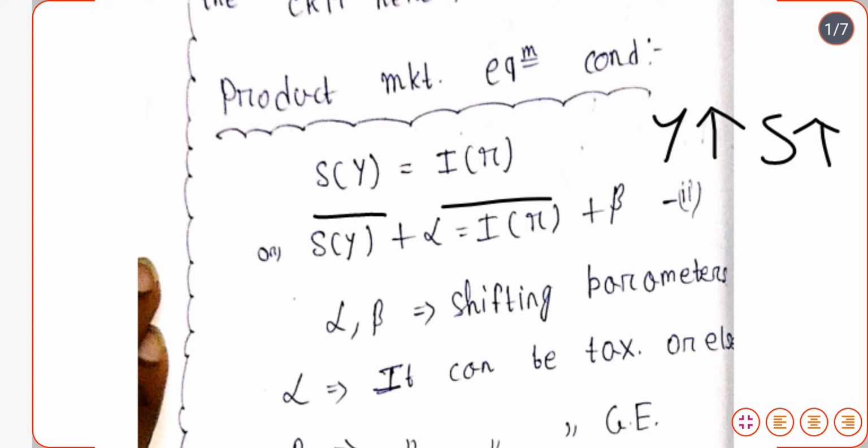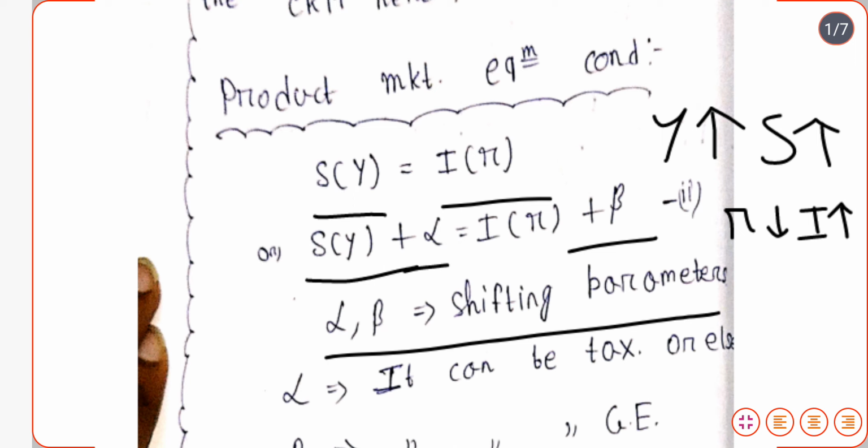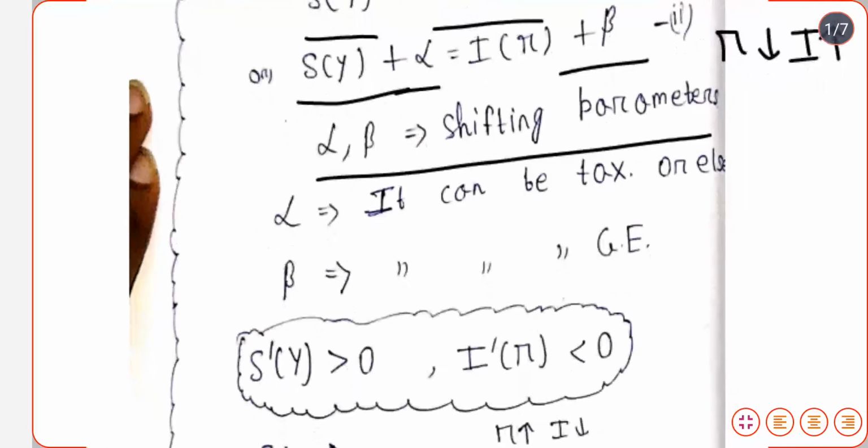Similarly, as our rate of interest increases, our investment decreases. So investment is a negative function of the rate of interest. We have given a shifting parameter to this equation, alpha and beta. So it has now become saving plus alpha is equal to investment plus beta. Alpha and beta are nothing but shifting parameters. Alpha can be tax or anything else, and beta can be government expenditure. These are examples of what alpha and beta can be.